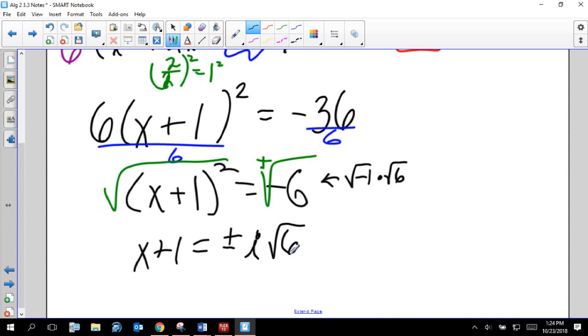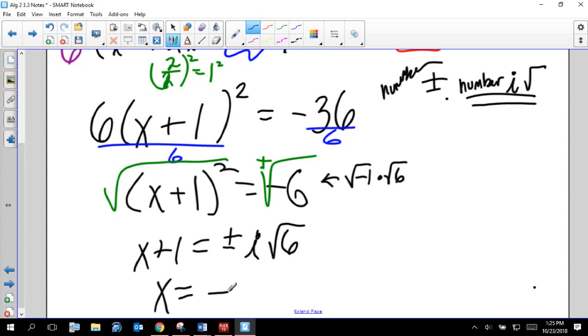A lot of you are putting the I last. It's always going to go like a number, then the I, then the square root, in that order. Plus or minus in front, some other number over here. The I is in front of the square root, number is always in front of the square root. Square root is always last. So we're going to move that 1 over. We'll get negative 1 plus or minus I square root 6.